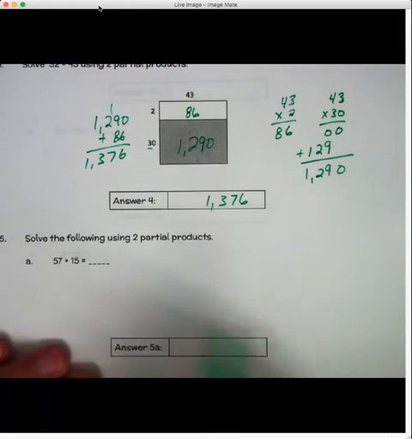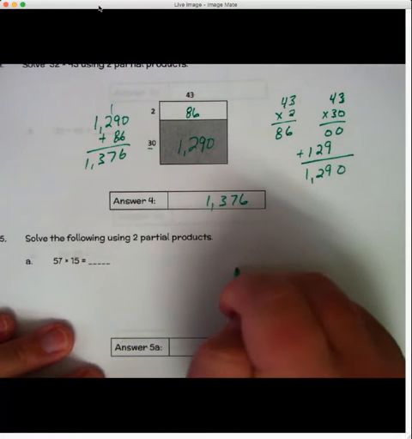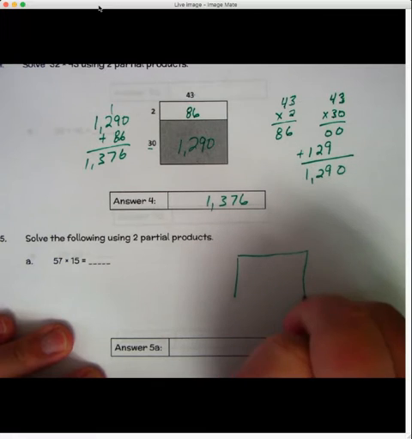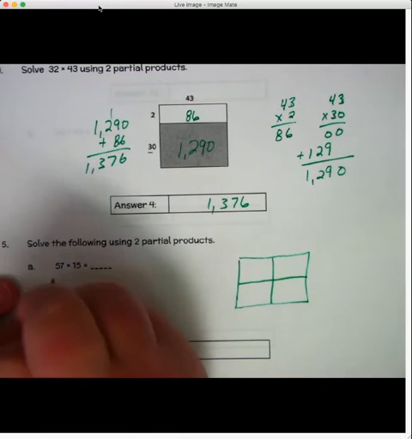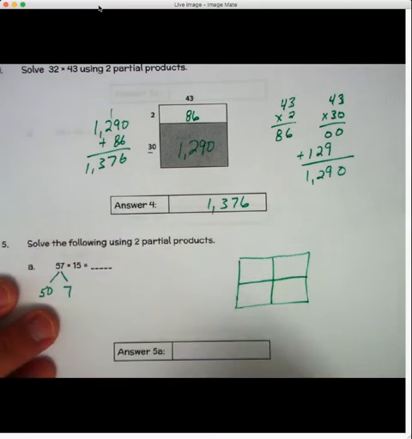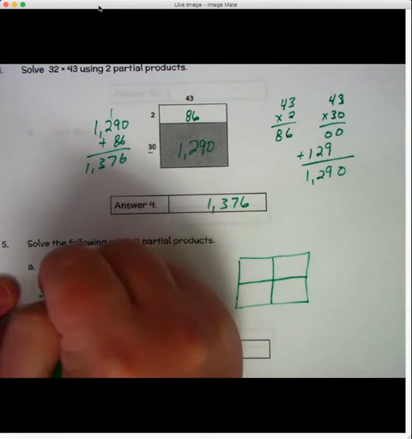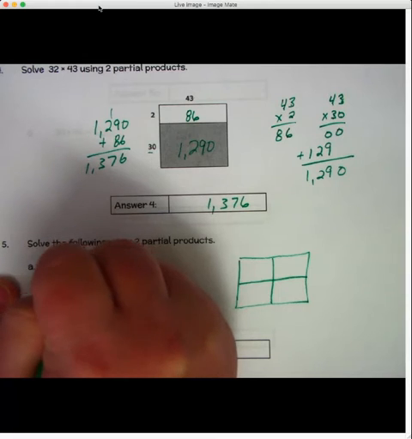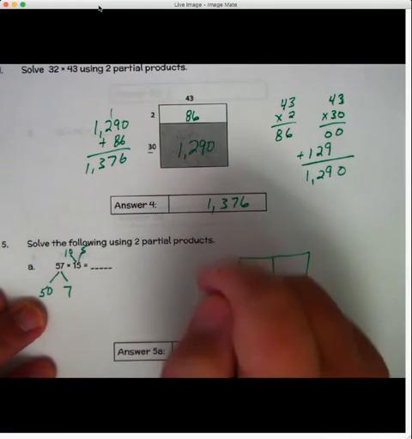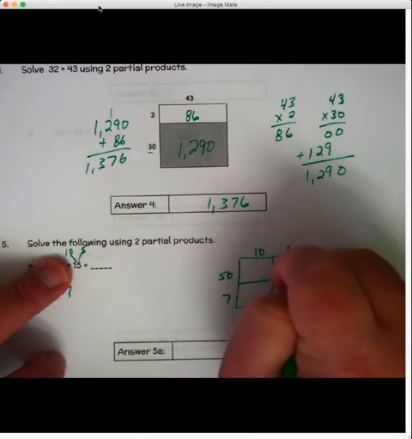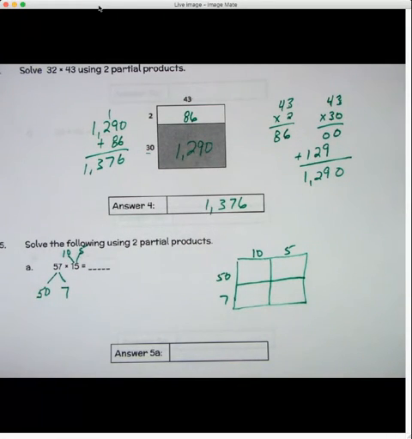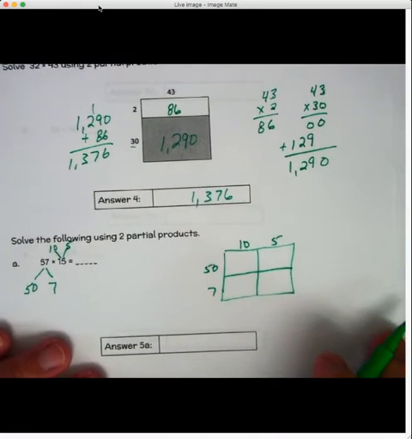So if we've got 57 times 15, let's do the partial product area model. First, draw your rectangle with 4 boxes, just like we did yesterday. Then we're going to break apart these numbers. 57, we'll break it apart into a 50 and a 7. 15, we'll break it apart into a 10 and a 5. So let's write these over here. 50 and a 7 and a 10 and a 5. And now we just multiply and get our partial products in the boxes.